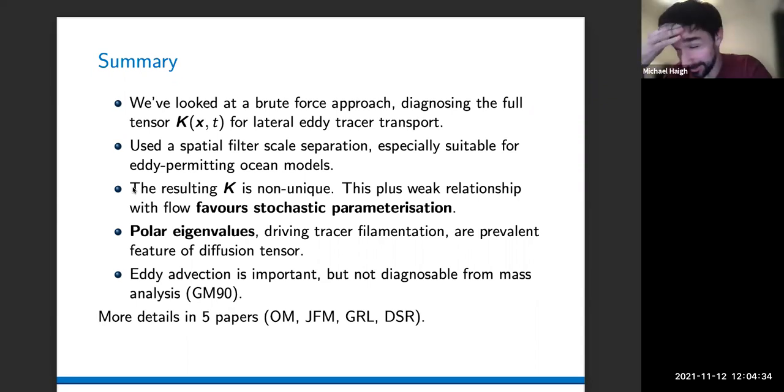So yeah, I would suspect that certain features such as the polarity of eigenvalues, I suspect that that is here to stay. I think there's theories that sub-mesoscale eddies do quite a lot in driving tracer filamentation as well. And they're also likely to be represented by polar eigenvalues if they were to be parameterized using a diffusion tensor.